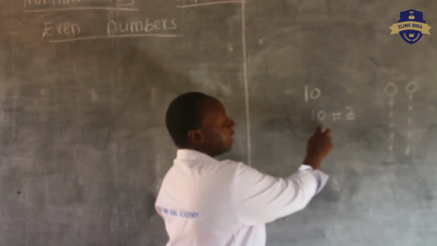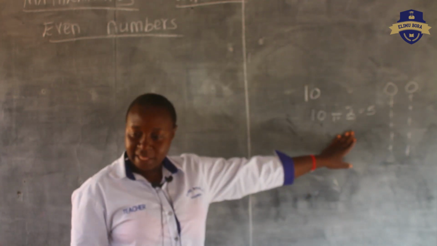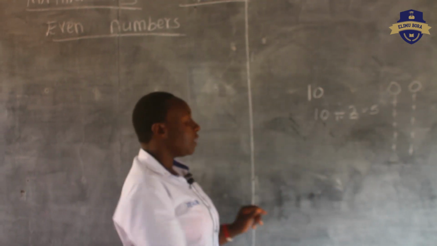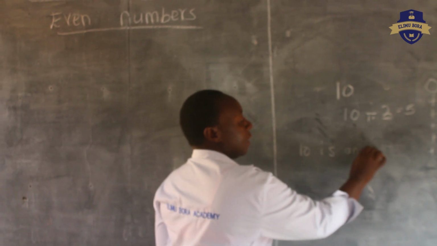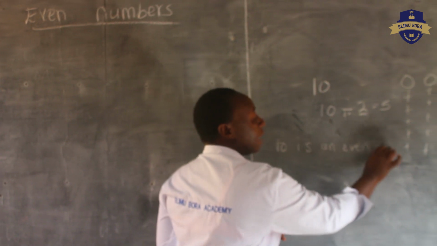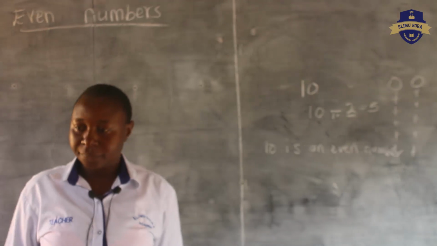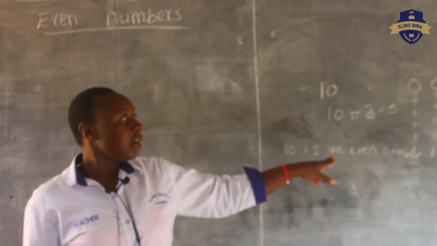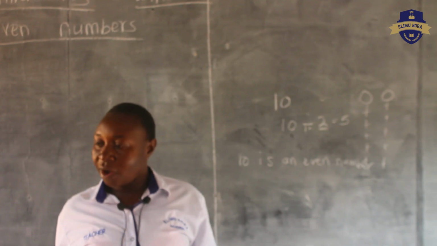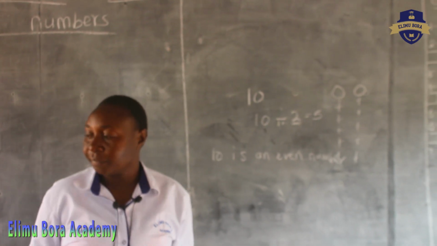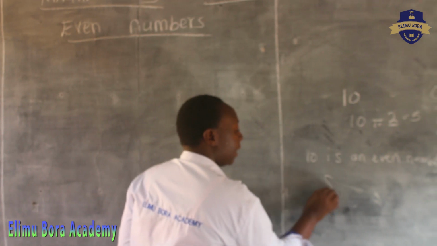So when you say 10 divided by 2 is equal to 5, there is no remainder. So we say 10 is an even number. Can you say 10 is an even number? 10 is an even number, because when you divide 10 by 2, there is no remainder.